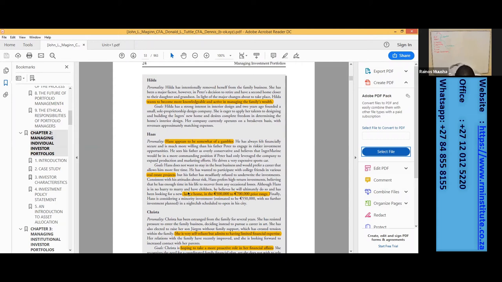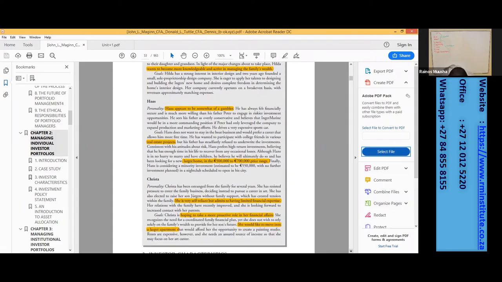Are we on the same page when it comes to the personality type of Hans? Any question? Can we go on to the next member of the family, which is Krista? Can we quickly read through the personality type for Krista and we go through together?